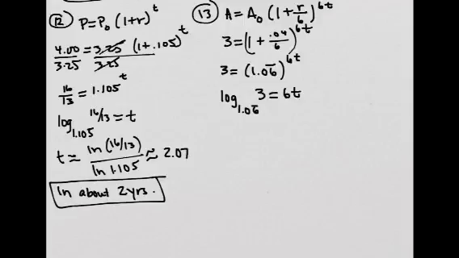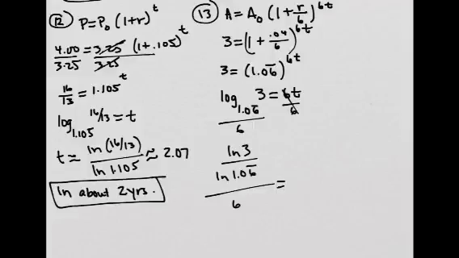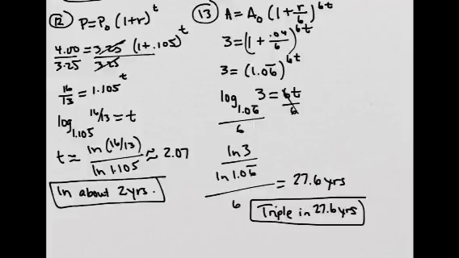Okay, so we have 3 equals 1.06 repeating. That bar means that the 6 goes forever. To the 6t, so I changed it to log form. So log base 1.06 repeating of 3 equals 6t. So now I'm going to divide by 6. And so it's going to be ln 3 over ln 1.06, all divided by 6. Okay? Okay, so you plug that in.